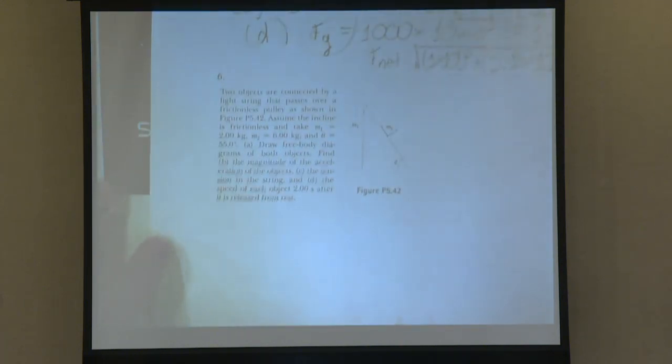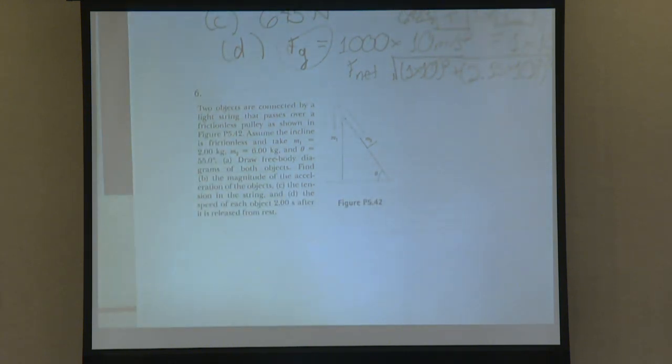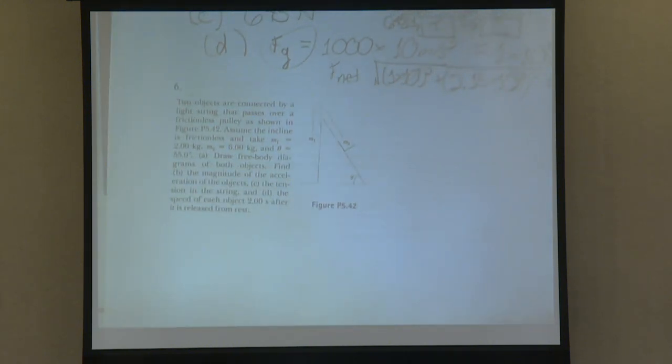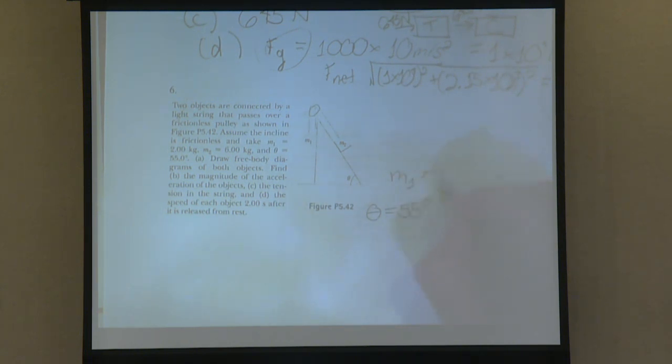So moving on to number 6. We have two objects connected by a string, and there's a pulley right here. If you can see that, that's frictionless. So our incline angle is 55 degrees. M1 is equal to 2 kilograms. M2 is equal to 6 kilograms.